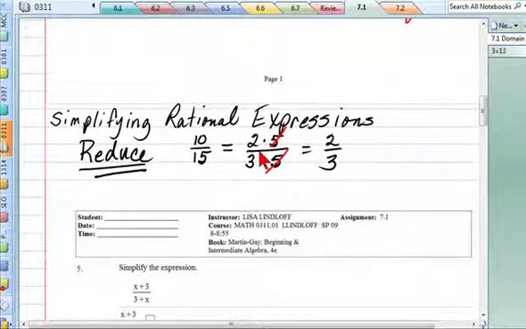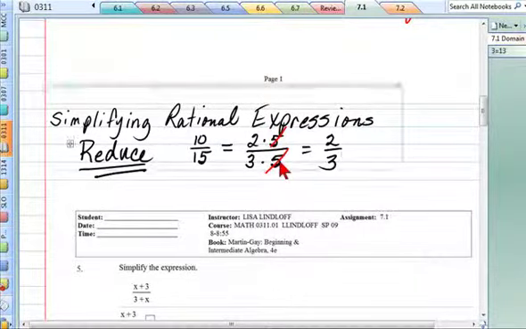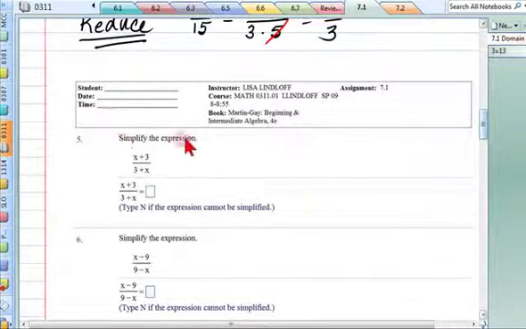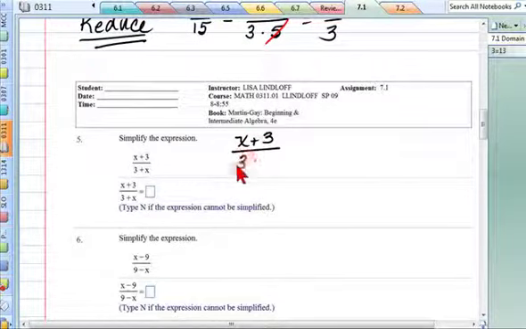With polynomial fractions, we're going to do factoring, which we spent all of Chapter 6 working on. How do you factor things? Then we're going to be looking for common factors, and we're going to divide them out. Okay? Now, let's start with problem number 5. I'm going to rewrite it so those of you in the class can see it. The instructions say simplify the expression. We know that means reduce. That is x plus 3 over 3 plus x.